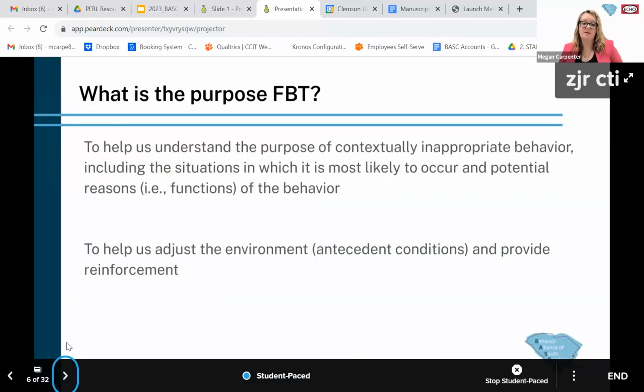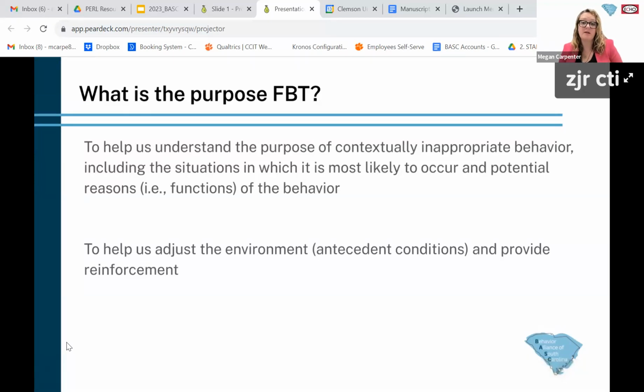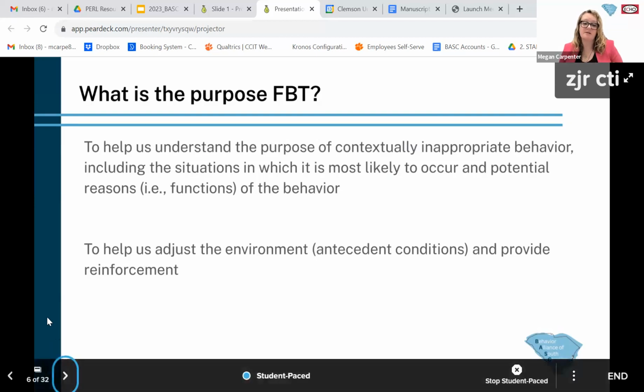When we use function-based thinking, our purpose is to understand the purpose of contextually inappropriate behaviors, the situations in which they're likely to occur, and the potential reasons or functions of that behavior. This allows us to adjust the environment, like the antecedent conditions, and provide reinforcement that aligns to the function of that behavior.